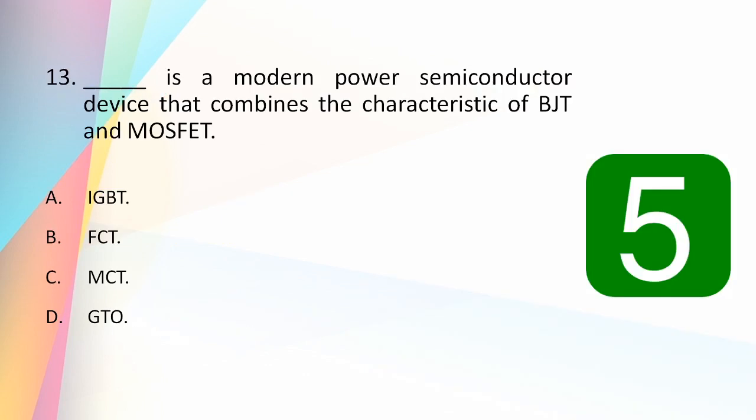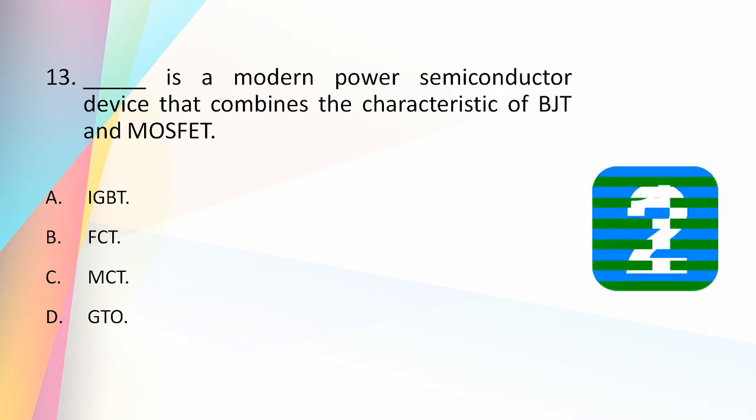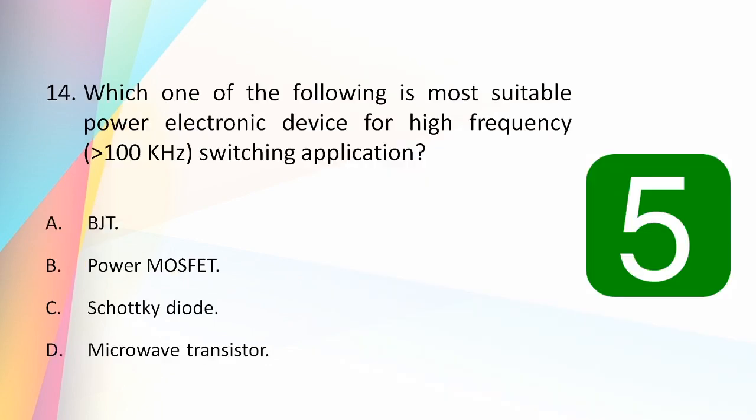Which modern power semiconductor device combines the characteristics of BJT and MOSFET: IGBT, FCT, MCT, GTO. And the answer is IGBT. IGBT possesses high input impedance like a MOSFET and has an on-state power loss as in the BJT.